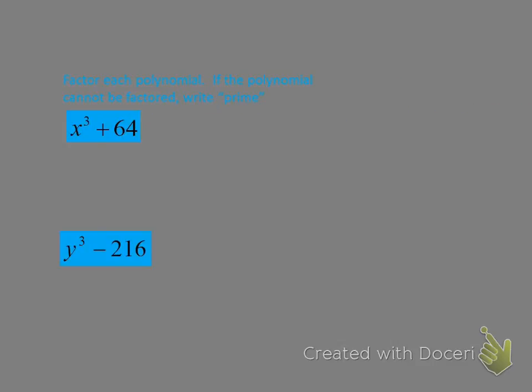We're going to start with basic examples, a couple of them. Factor each. If the polynomial cannot be factored, write prime. What I do first each time is I figure out my binomial. Since this is a plus here, a plus is going to go there.